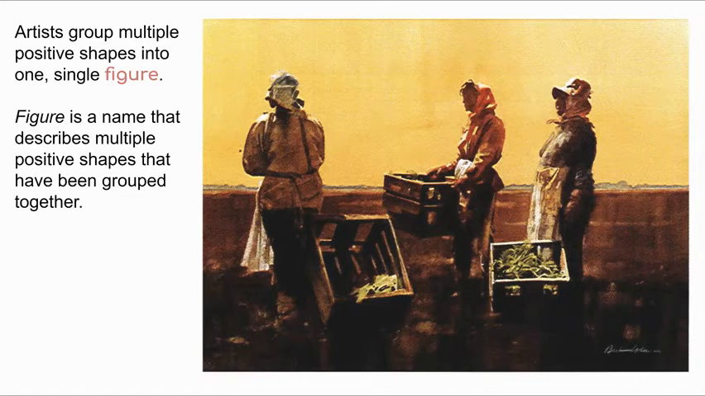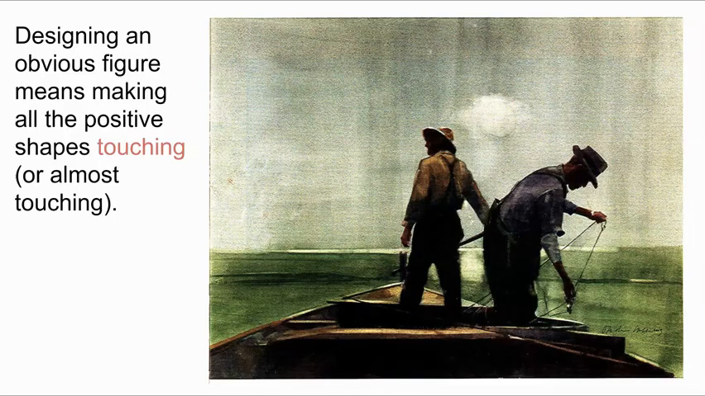So we call that a figure. We say that that's a singular figure. So here there's 2 men and a boat. That's technically 3 different visual elements, but they've all been strategically overlapped. They're all touching, and that makes a figure.